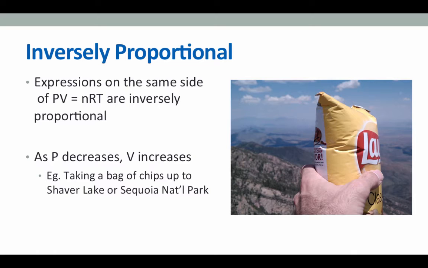This is because as we rise in elevation, the atmospheric pressure decreases. And so our chip bag, which is filled with air to inflate the bag slightly, swells because the air inside the bag is increasing in volume. Pressure decreased, so volume increased, and your bag of chips becomes taut and close to bursting.